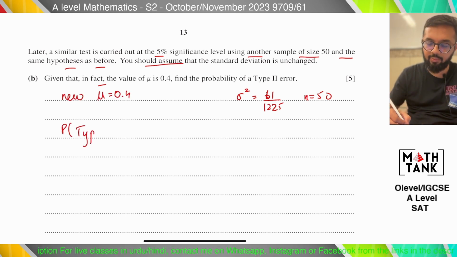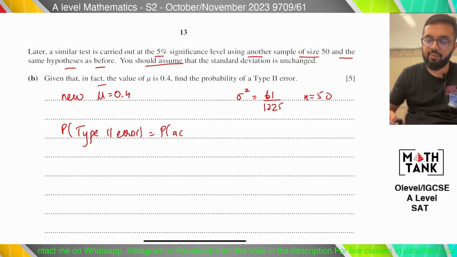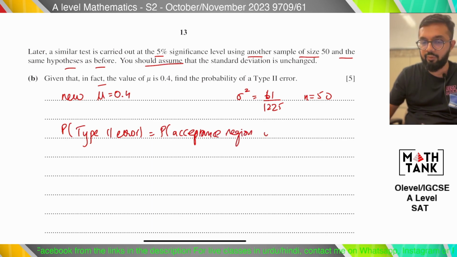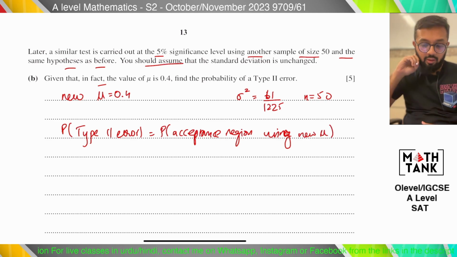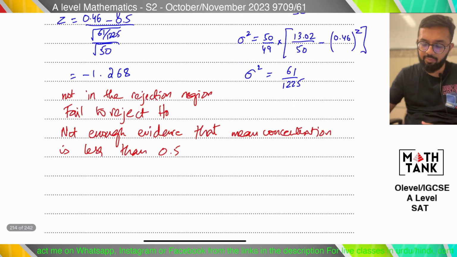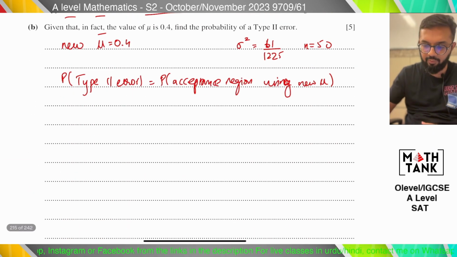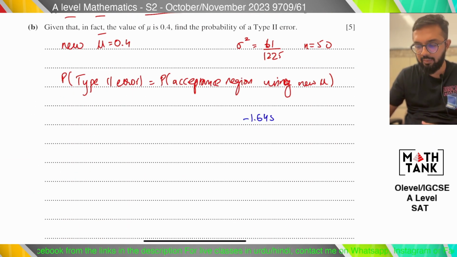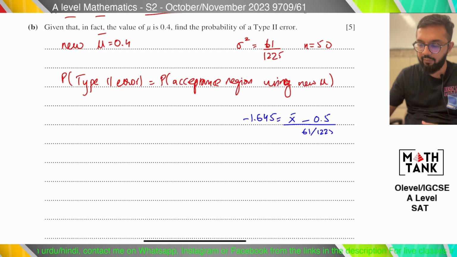So what's a type 2 error? Type 2 error is the probability of the acceptance region using the new mu. Okay, so do I have the acceptance region? No, I did not convert this into an acceptance region. So first I'll have to do that for the whole question. I'm going to say that minus 1.645 equals x bar minus 0.5 over the square root of 61 over 1225 over 50.